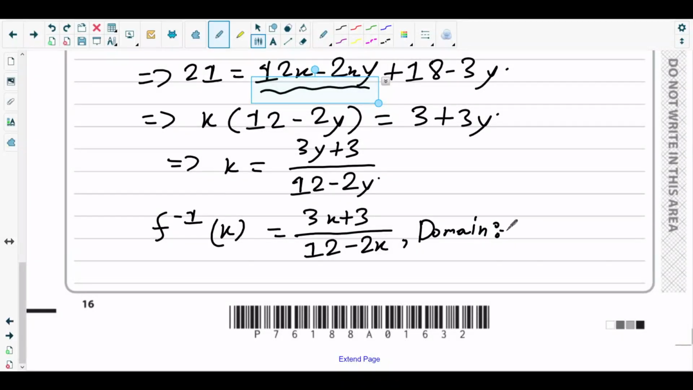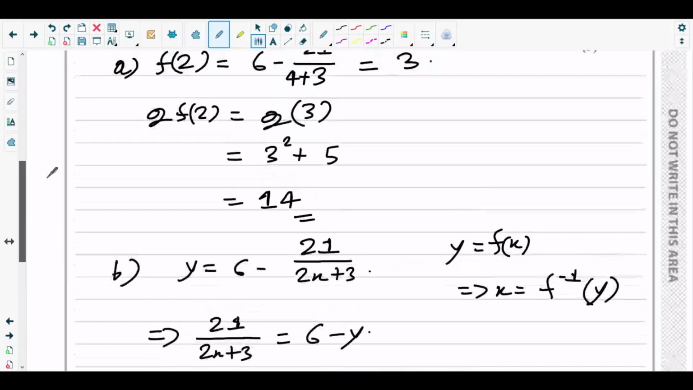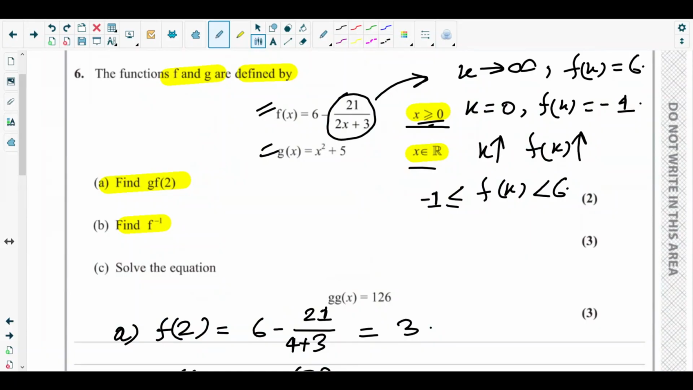So the domain of f inverse x would be what? Domain of f inverse x would be x greater than or equal to negative 1, and less than 6. That's the domain of f inverse x. And now we are done with the inverse function. That is part B of question number 6. Okay, next is part C, the last part of question number 6.